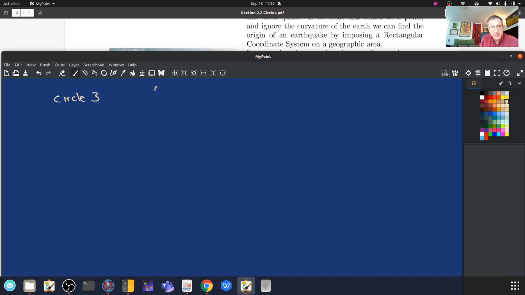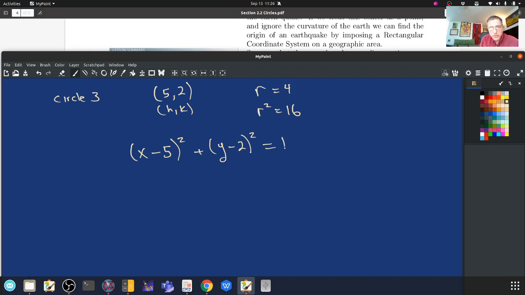We're given that its center is at 5, 2. So remember that's h and k. And the radius is equal to 4, so my radius squared is equal to 16. So x minus h, h is 5, squared, plus y minus k, k is 2, squared is equal to r squared, which is 16. And again, our test point is 1, 2. We're using the exact same point.